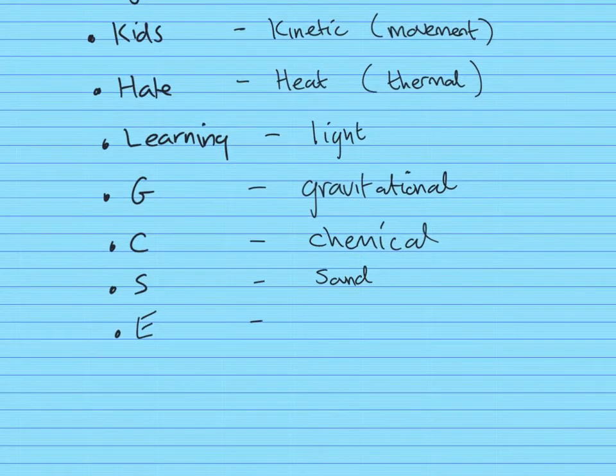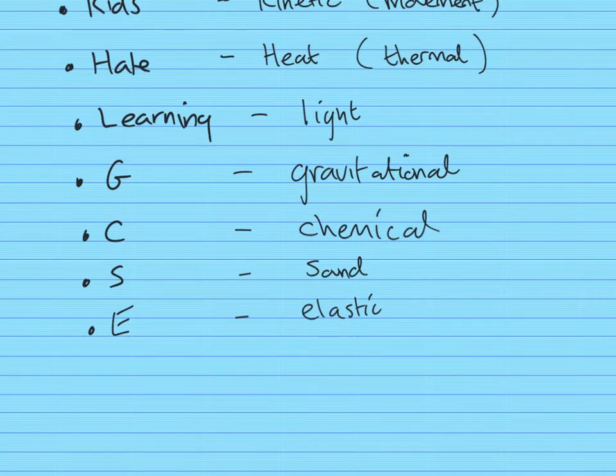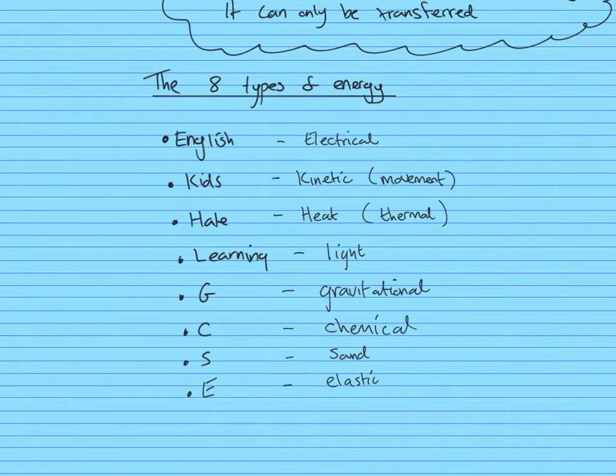And then the last one, again, you might not get this. It is called elastic potential. Think of a slingshot or a spring. So potential, this held elastic by elastic potential energy there. So that's the 8 types of energy.